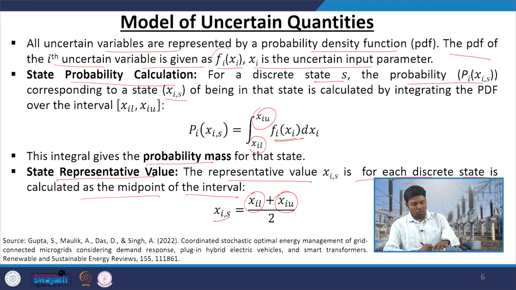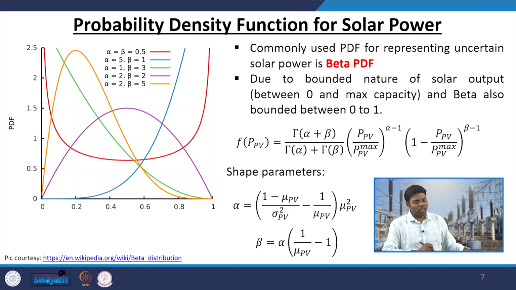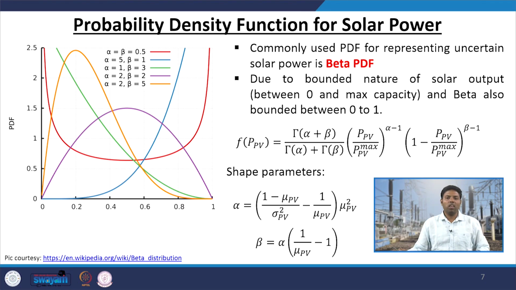Okay. So, keeping that in mind, which kind of probability density function can you use for different uncertain parameters? First, we will see solar power generation. The solar power generation is normally represented with the beta probability distribution function. You can see this is your beta probability distribution function and this is the equation of it.